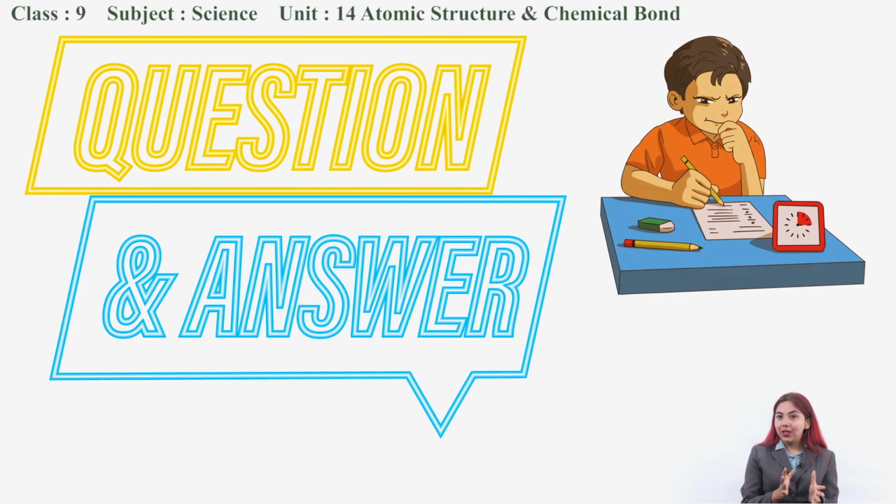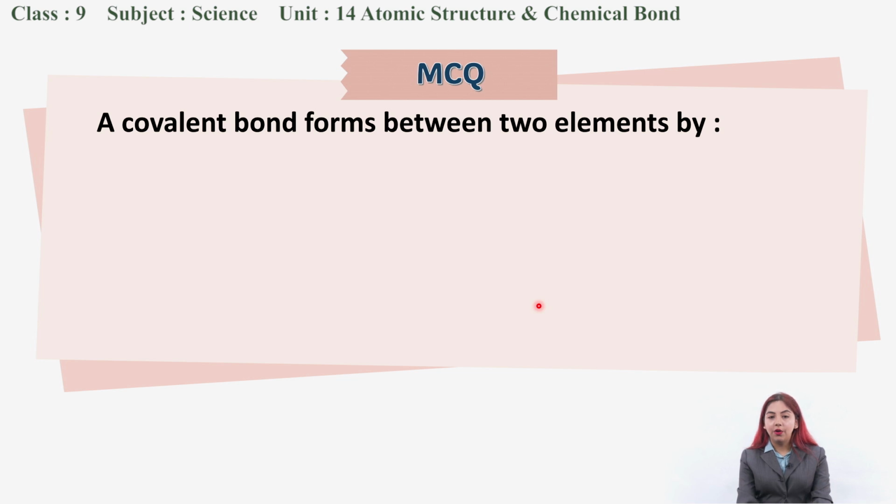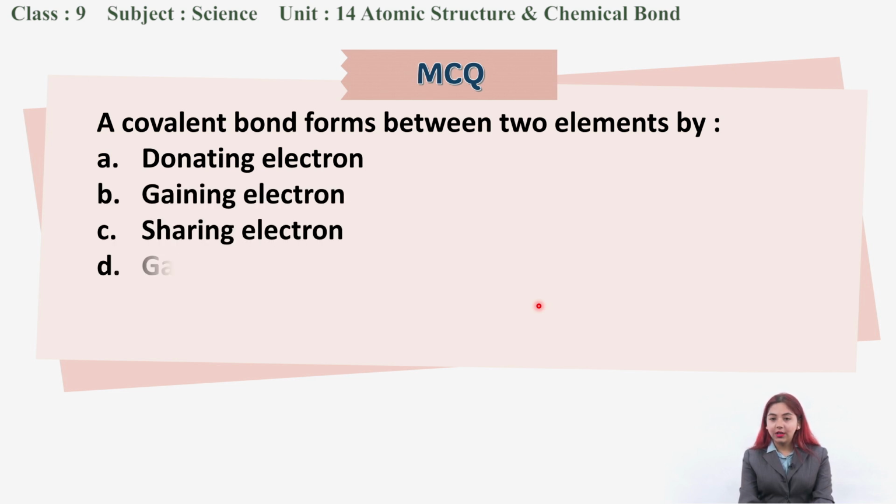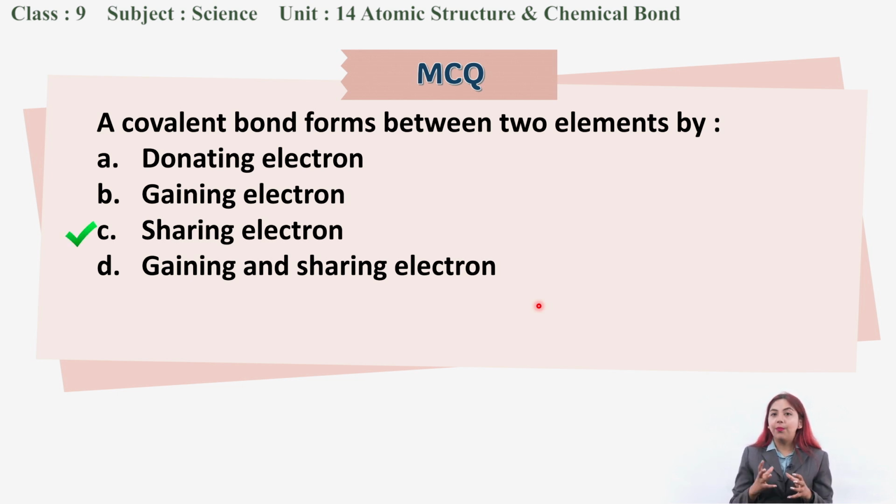Now we have already completed this chapter. Let us test ourselves and the knowledge that we just gained by trying to answer a few questions. A covalent bond forms between two elements by donating electron, gaining electron, sharing electron, or gaining and sharing electron. So which is the correct answer? Yes, it's option C, because a covalent bond is a bond that is formed by sharing of outermost electrons between the two elements. That is how a covalent bond is formed.